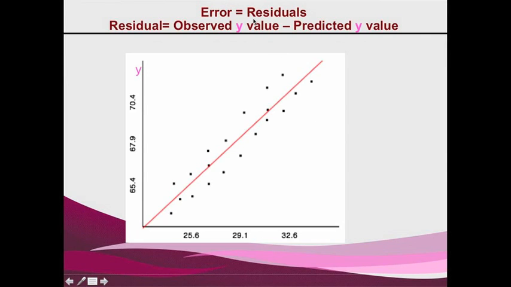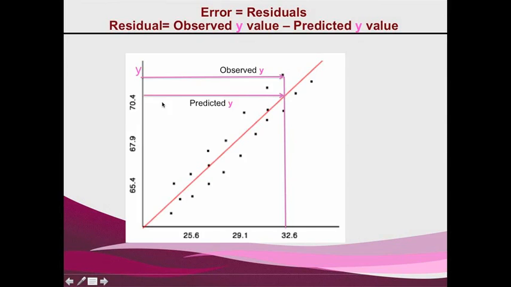So I prefer slightly more to say the word residual. Let's take for an example a value like 32.6. That value has an observed x value 32.6 and also has an observed y value, and we see that the same 32.6 touches the line at this point. Now this y value is the predicted value for the same x. So for every x we have in here, we have a predicted value.